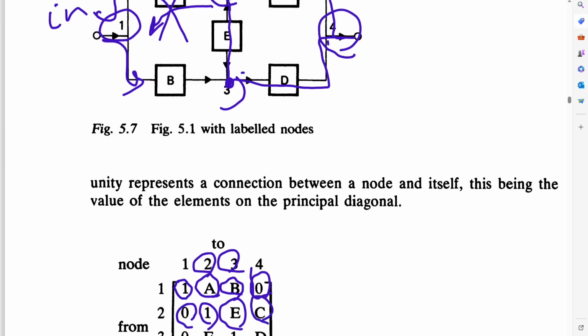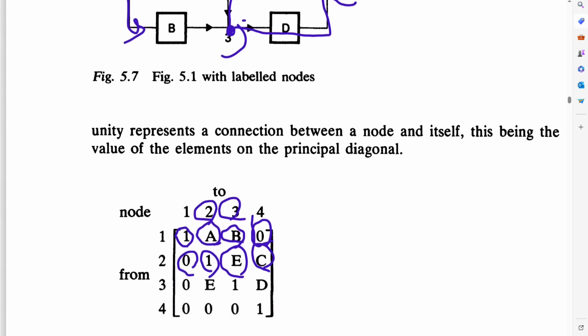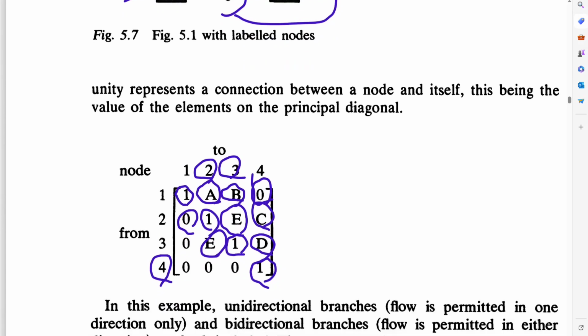Node 3 to node 1 is 0. Node 3 to node 2 is E. Node 3 to node 3 is 1. Node 3 to node 4 is D. And node 4 cannot go back to any of the nodes 1, 2, 3, and it only has a connection with itself, which is 1. So we have this matrix.